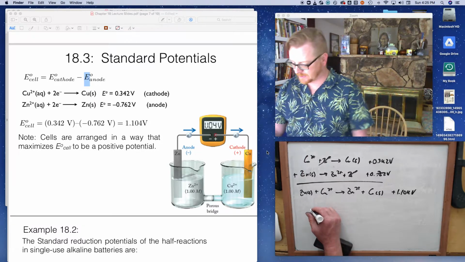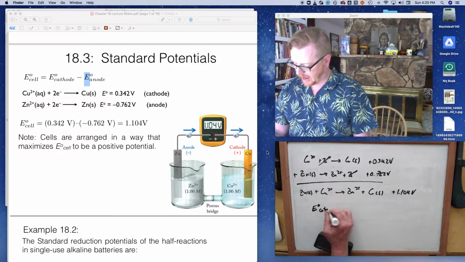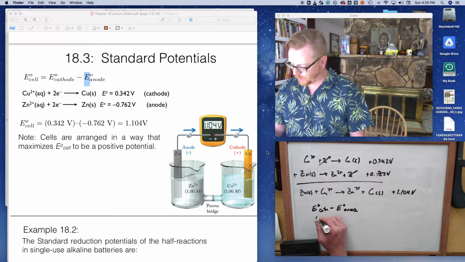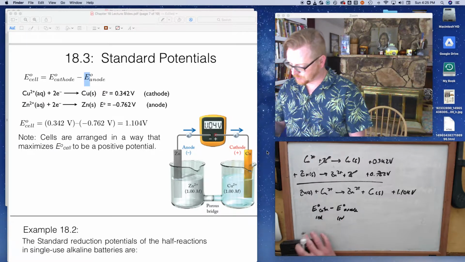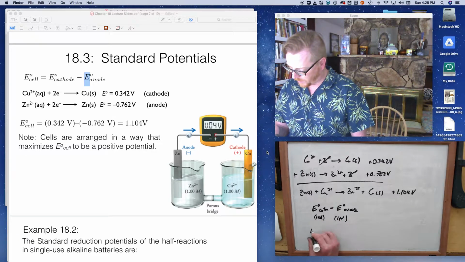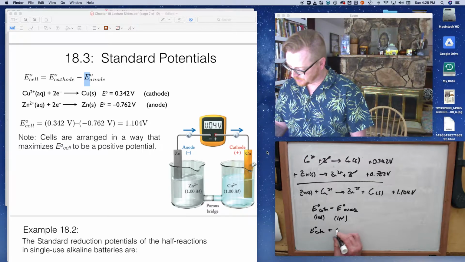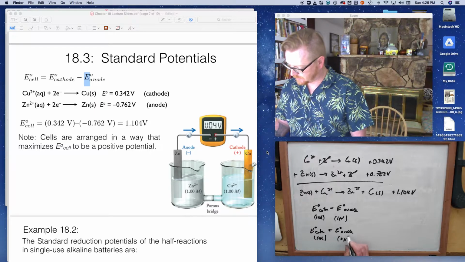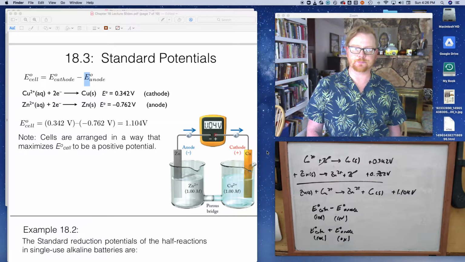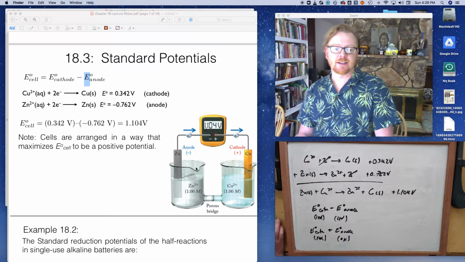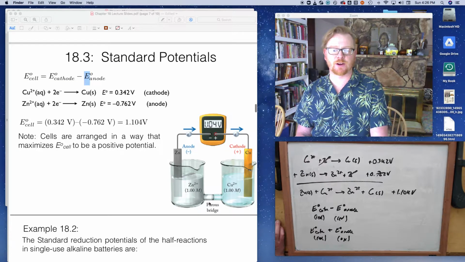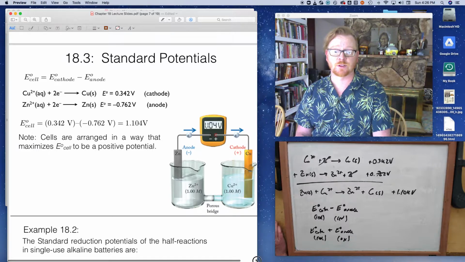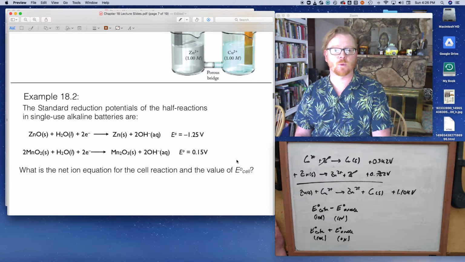As I noted earlier, we can say E cathode minus E anode, where both are as reduction potentials. Or we can say E cathode plus E anode, where this is written as a reduction and this is written as an oxidation. All right? And so again, if we were to make this cell, if I were to set up this beaker and the porous bridge and the 2 electrodes and put a voltmeter there, we would measure 1.104 volts, which is kind of cool.